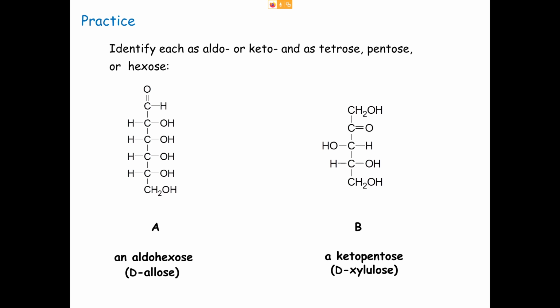Whether you knew that it was allose and xylulose, it doesn't really matter at this point. I'm not going to make you memorize those. But you should know that you can determine its class or its type by counting carbons and identifying the aldehyde versus the ketone. That's what I want you to get so far. Okay, you don't have to memorize that that's allose and xylulose yet.